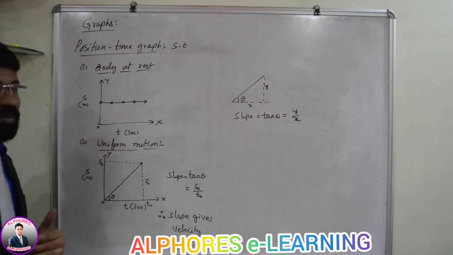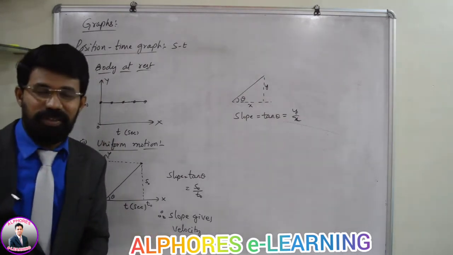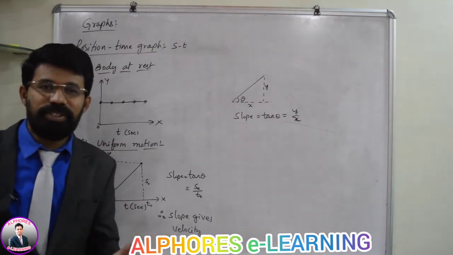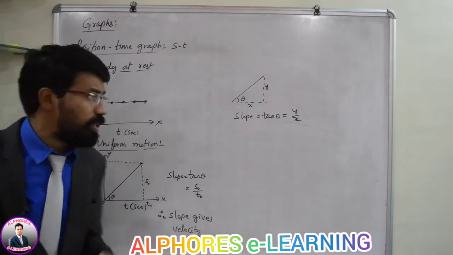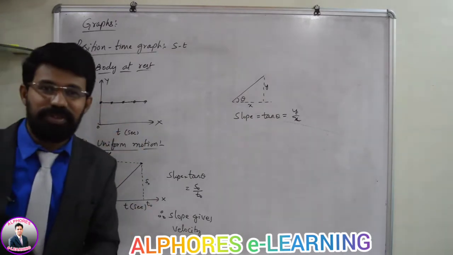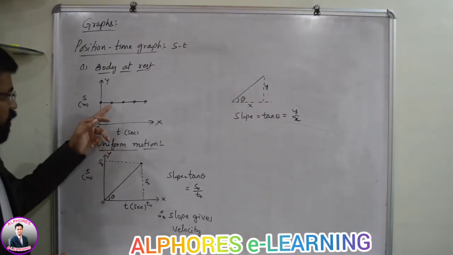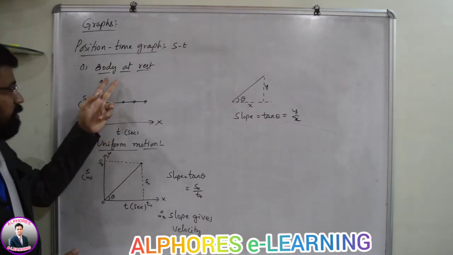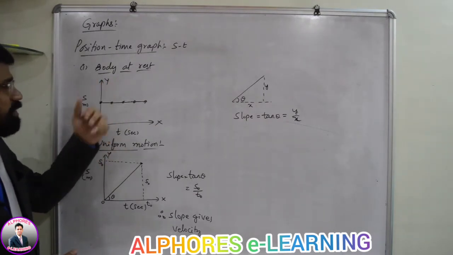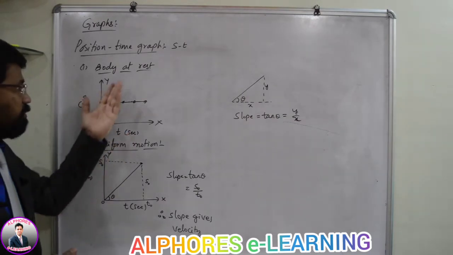Sir, the body is at rest position, so it doesn't possess any velocity. Of course it doesn't possess any velocity. How much is the velocity if the body is at rest position? 0. So what is the slope of this horizontal line? 0, isn't it? So slope here is 0, it means velocity is 0. Velocity is 0 in the sense the body is at rest position, or speed is 0, it means the body is at rest position.